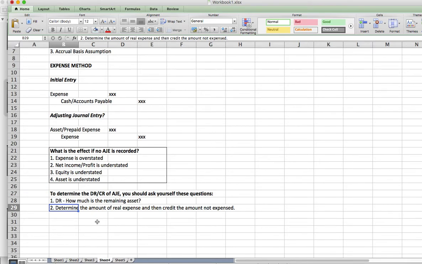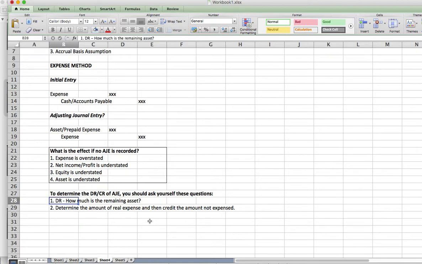Ayun, determine the real amount of expense. 5,000 lang pala ang expense mo eh. So, ilan lang dapat mo ibawas from the initial recording of your expense? 45,000 pesos. So, that will be your credit. Credit, 45,000 pesos. Kasi, ang tunay mo na expense dapat ay 5,000 pesos. Pero dahil initially ni-record mo 50,000 pesos, ilan ang ibabawas mo sa 50,000 pesos para maging 5,000 na lang talaga ang expense? 45,000 pesos.